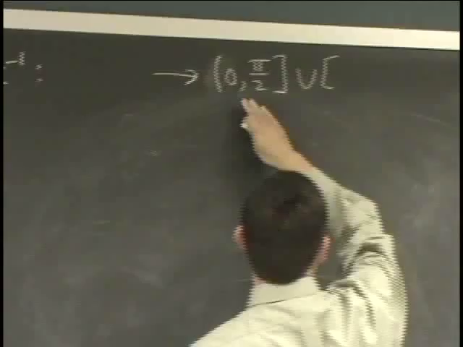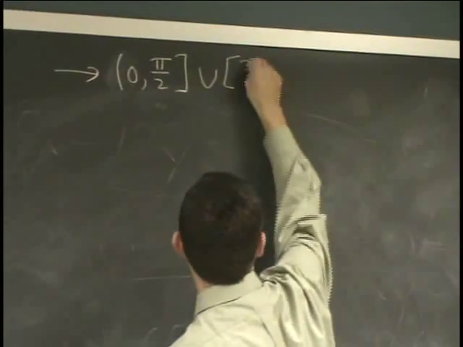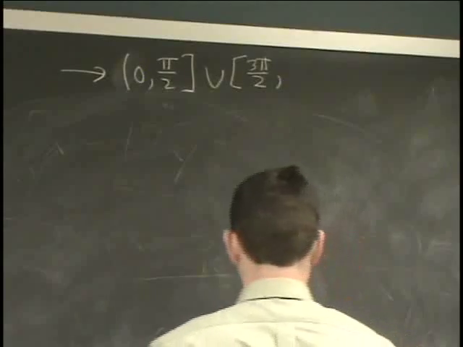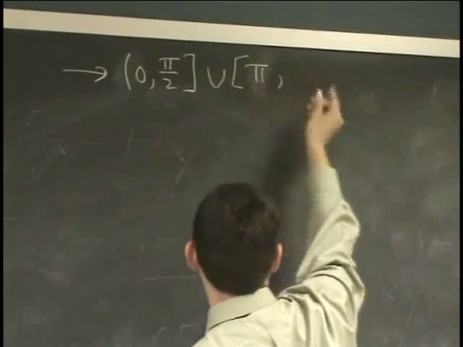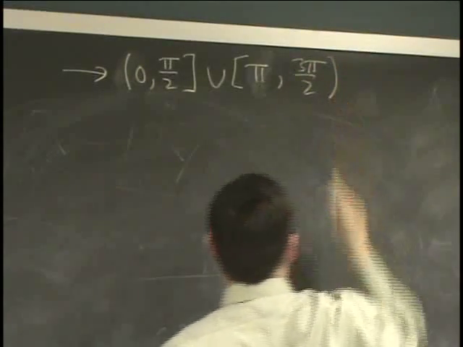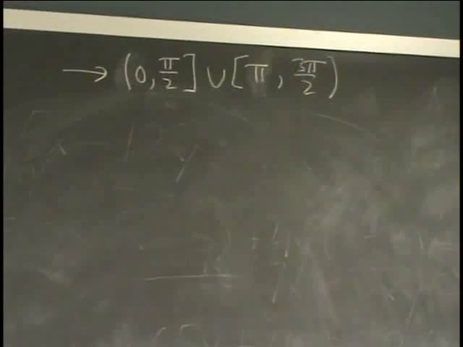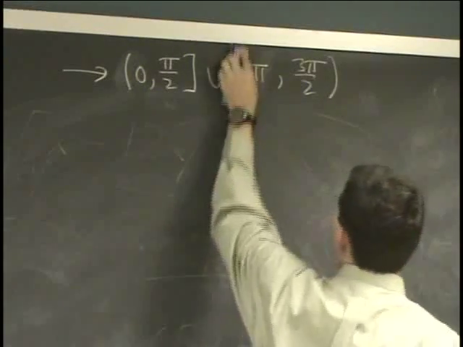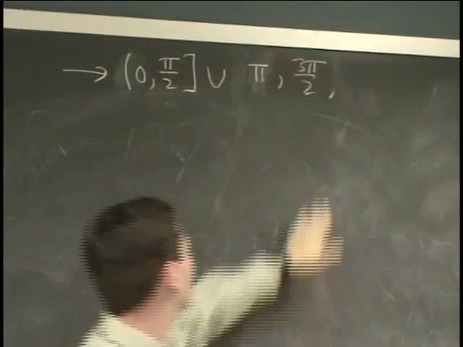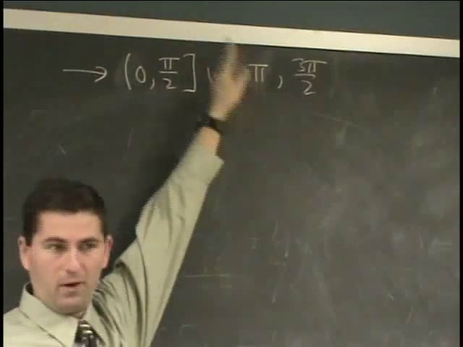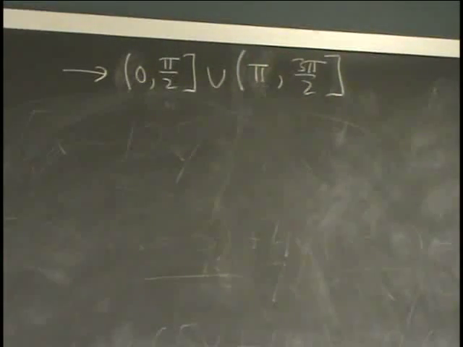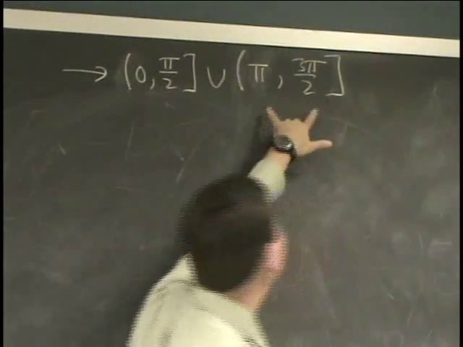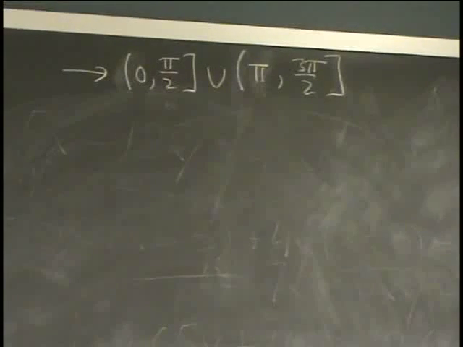Union, and now we skip everything between pi over 2 and pi. So we skip from pi over 2, and we go from pi to 3 pi over 2. This just can't be right. Why can't it be right what I wrote? Well, again, sine of pi is 0, so you don't want to do 1 over 0. So you better not include that. But you can include 3 pi over 2. Okay, fine.